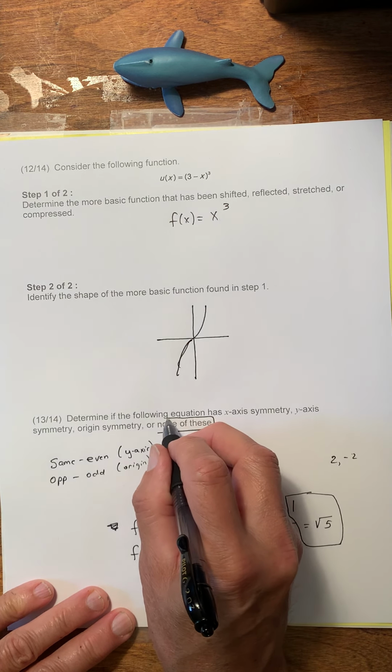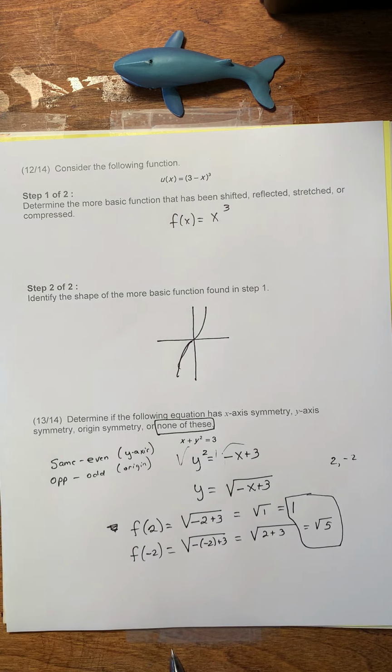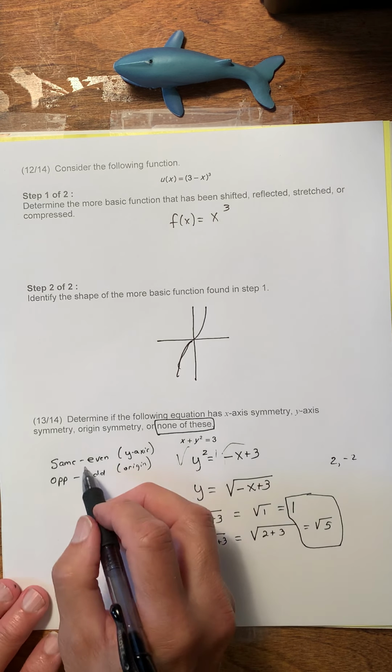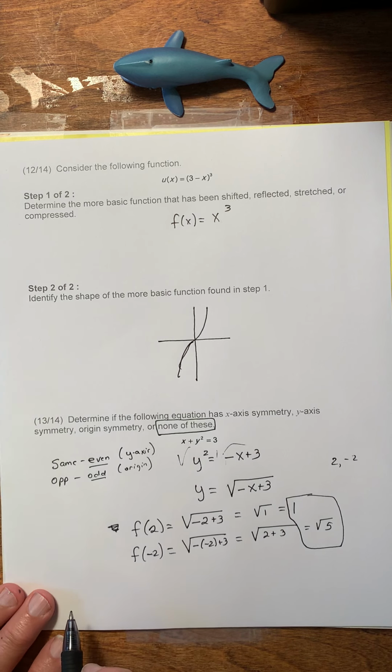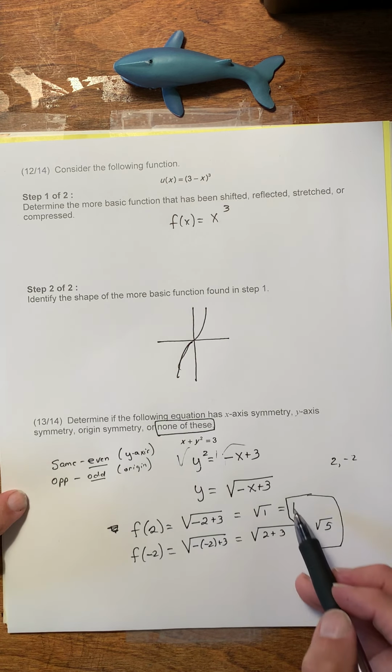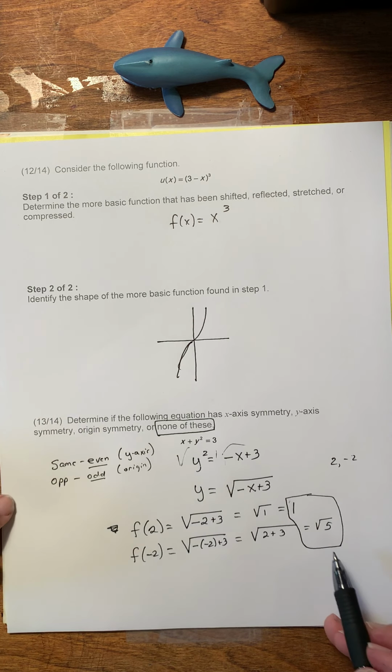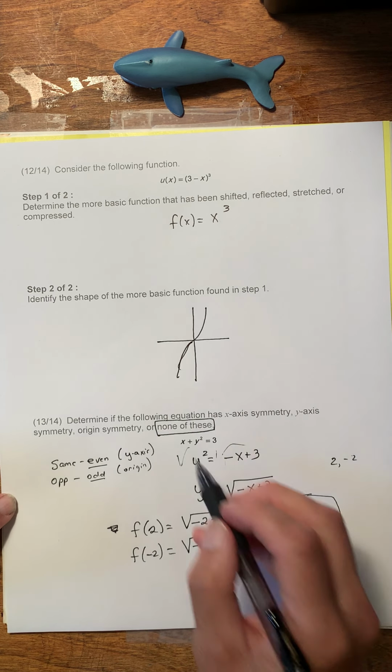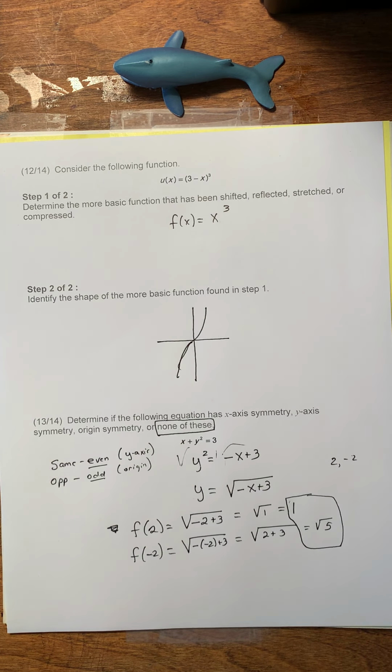So this guy has no symmetry because it is not even, it is not odd. If I'd gotten 1 and negative 1, it'd be odd. If I'd gotten 1 and 1, it'd have been even. So none of these. All right, good luck to you with working your problems on Hawkes.